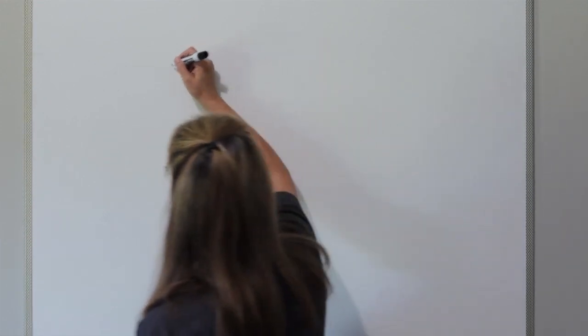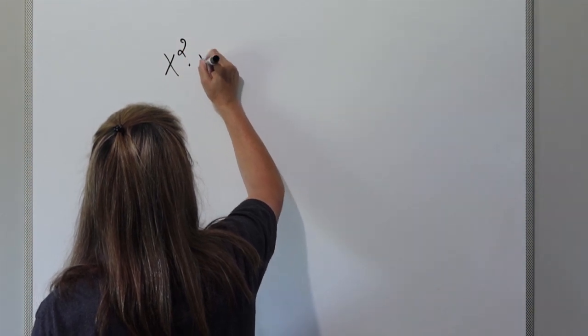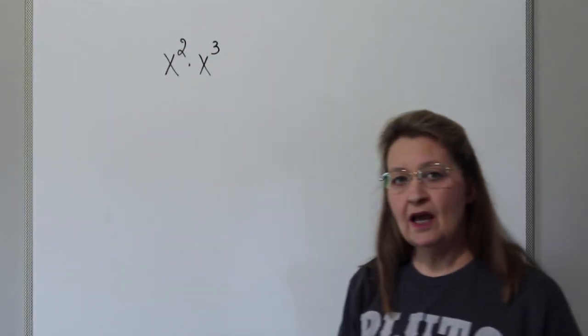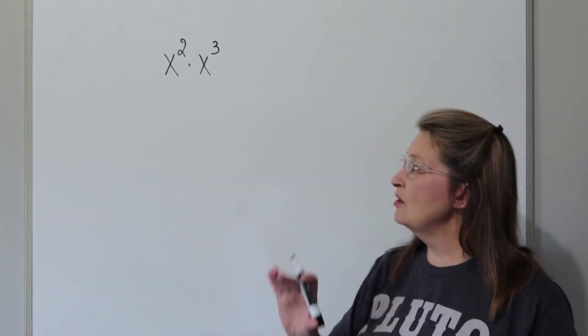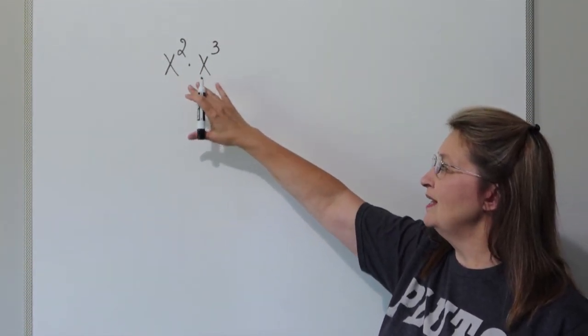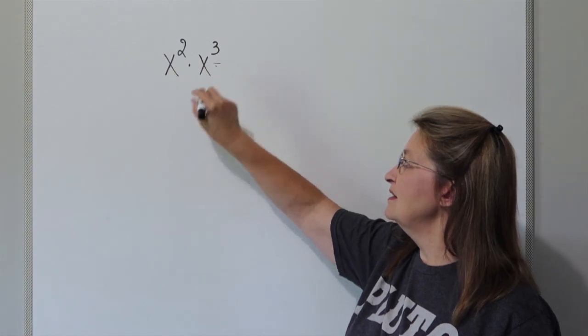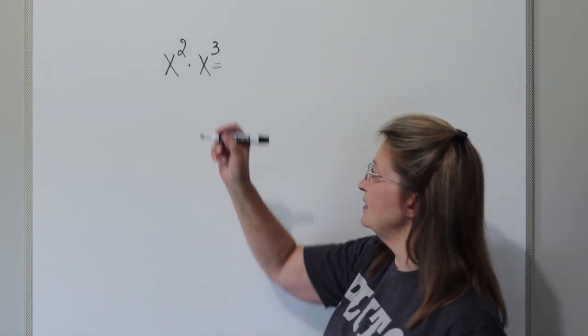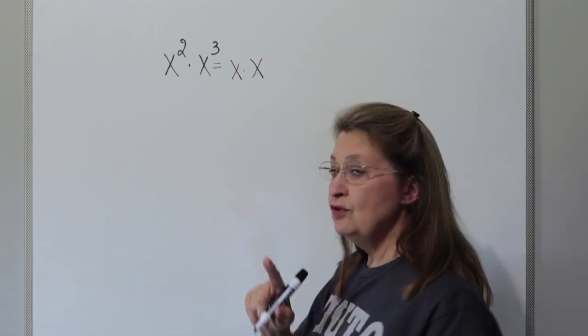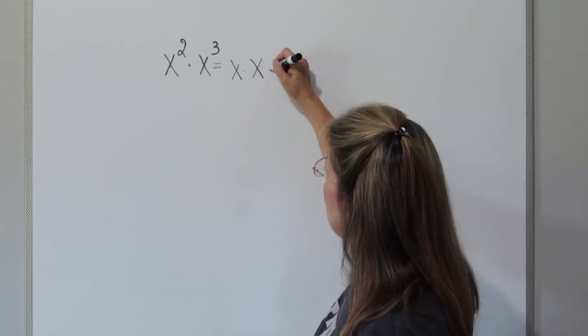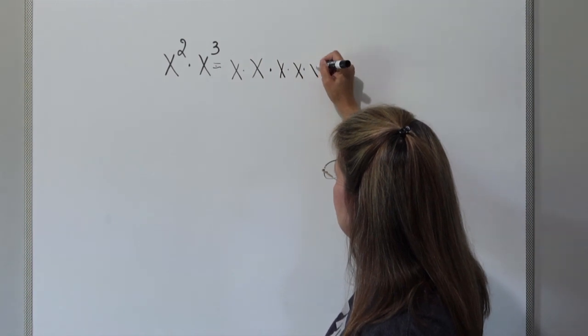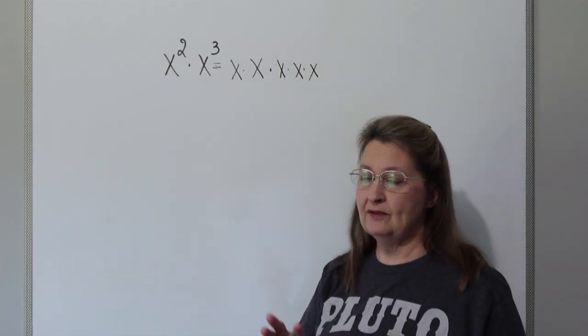For example, our very first rule is the product rule, and you can see it on your note sheet. a to the m times a to the n is equal to a to the m plus n. Now, we've already talked about the fact that an exponent tells you how many times to multiply that base together. So let's just look at what happens when we expand this out. What is x to the second power? That tells you to multiply x times itself 2 times. x to the third means multiply x times itself 3 times.